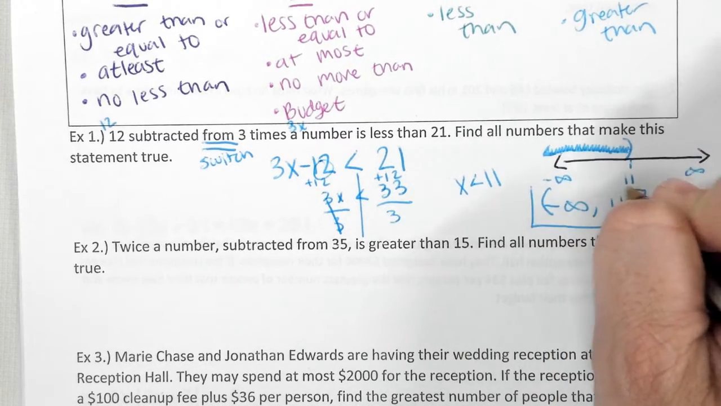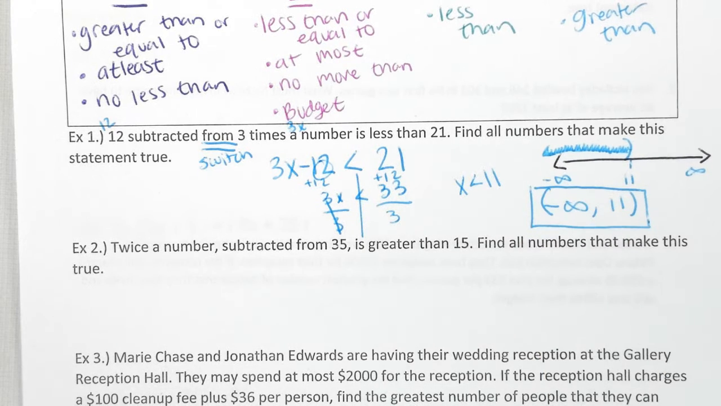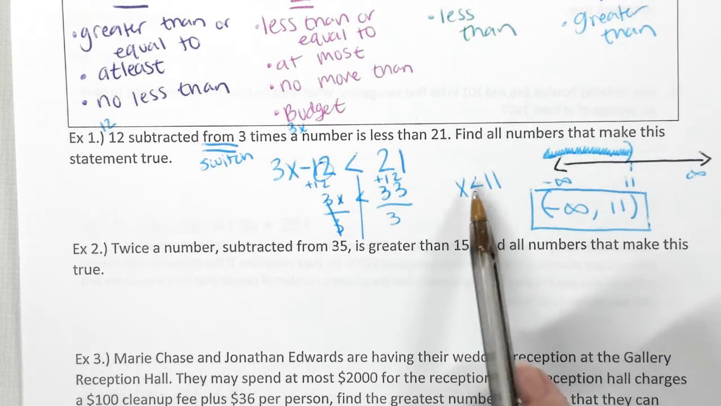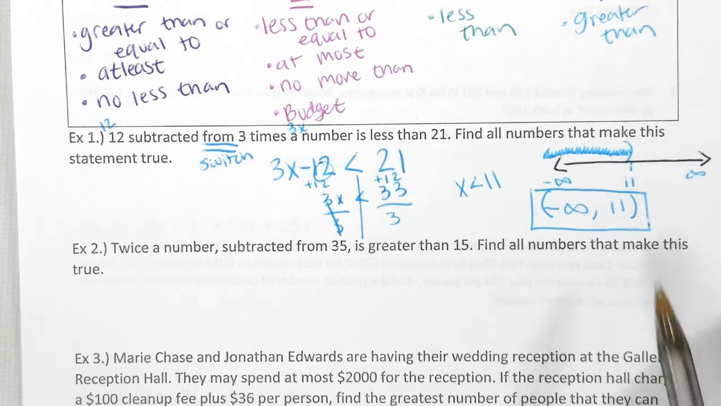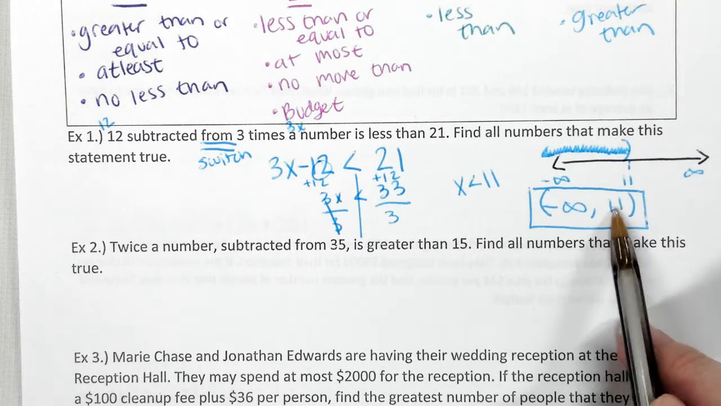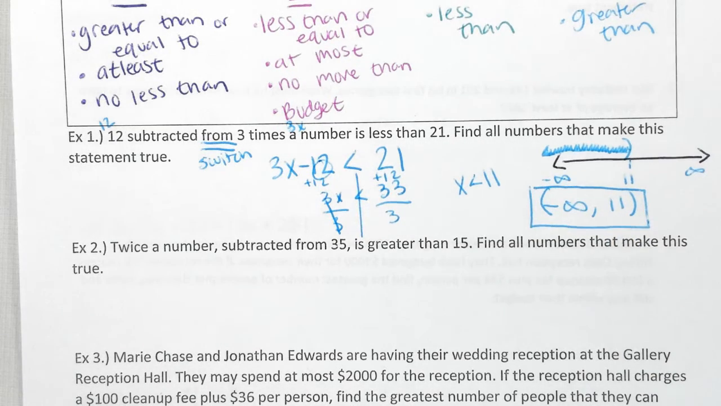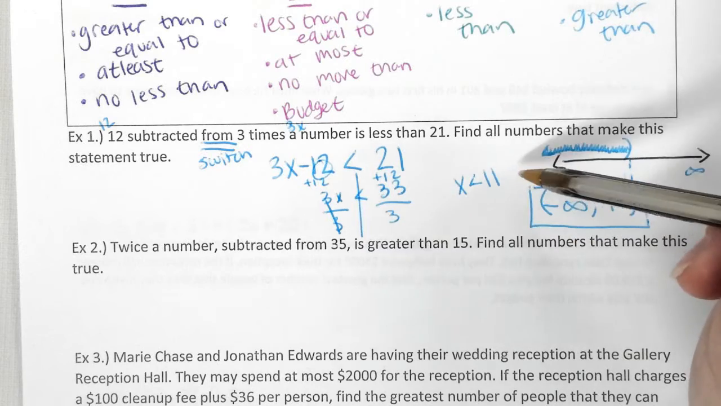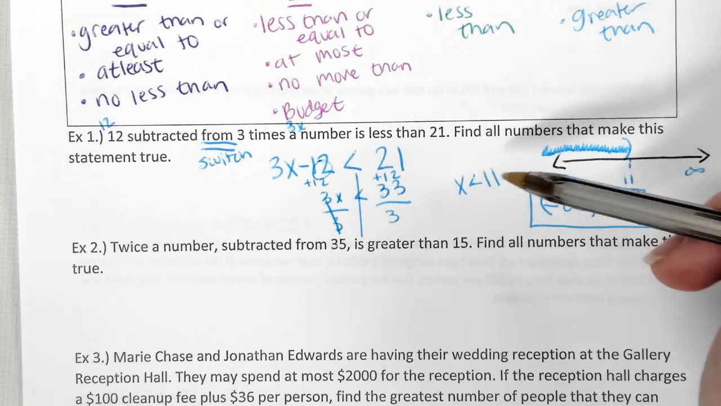Now, is 11 part of your solution? Is 11 a solution? No. Because is 11 less than 11? No, and we used a parentheses, which means 11 is not included. However, is 10.9 included? Is 10.9 less than 11? Yeah, so that would work. Okay, so remember, it's only things that are less than 11, not including 11.